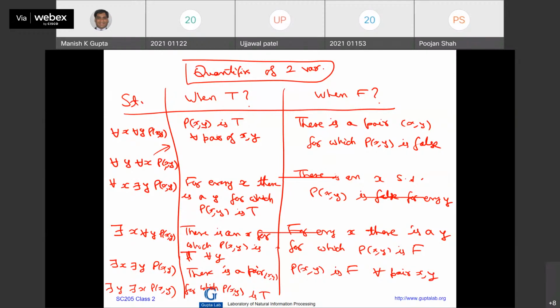I'm again using the shorthand. I should not have used it, but I guess the context is clear. So this is a summary of two variable quantifiers: for every x for every y P(x,y), for every y for every x P(x,y), for every x there exists y, there exists x for every y, there exists x there exists y, and there exists y there exists x. So I think the context is very clear, right? Simple English, and you are experts in English.